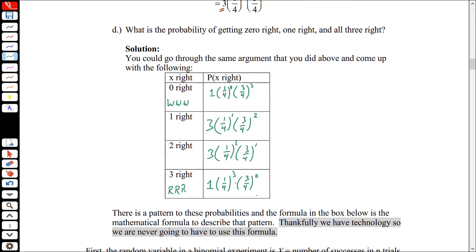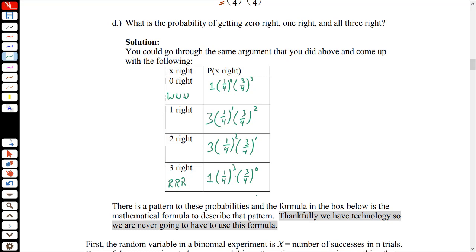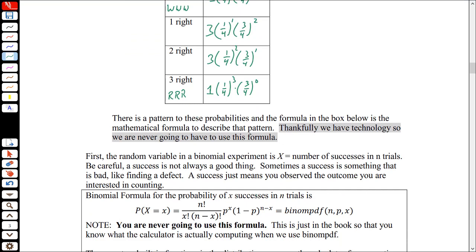This is a very painstaking way to compute a probability distribution. And there are definitely some patterns to it. The patterns are so good, in fact, that we can come up with a formula. I'm going to show you a formula, but we're not going to use the formula directly. Here's our formula. The probability that our random variable is some number is the number of combinations that give us that event, times the probability of success to the power of the number of successes, times the probability of failure, which is its complement, to the power of how many failures I have.